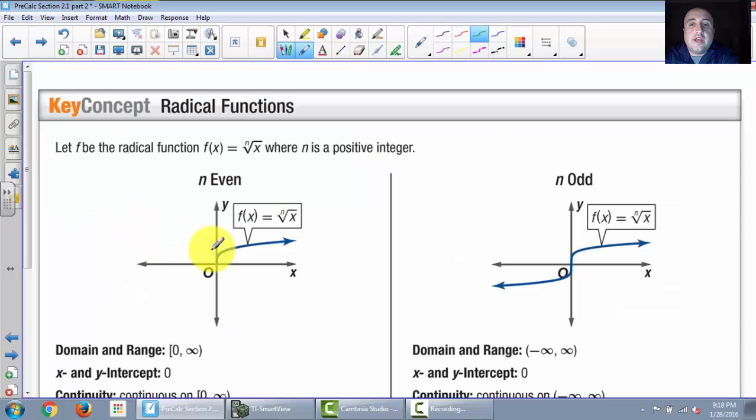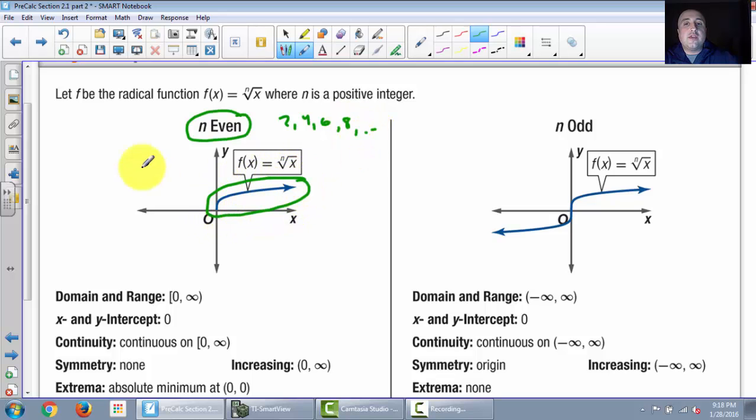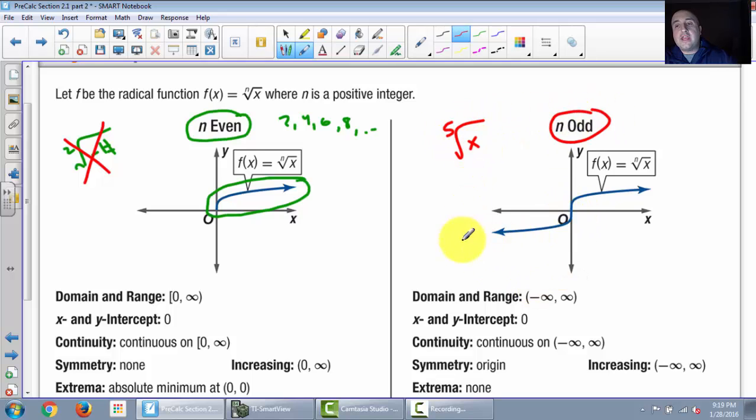Let's see what we got here. This is a little chart that shows what radical functions look like. If your n is even, 2, 4, 6, 8, your graph is going to look like this. Why is that the case? Why isn't there anything on the negative side? Because if you have, for instance, a square root, you cannot have a negative number. That cannot work, so negatives are not possible when n is even. When n is odd, for instance the fifth root of x, you can have negative numbers. For instance, you can take the cube root of -8 because the answer is -2: -2 times -2 times -2 is -8. So negative numbers do work for those.